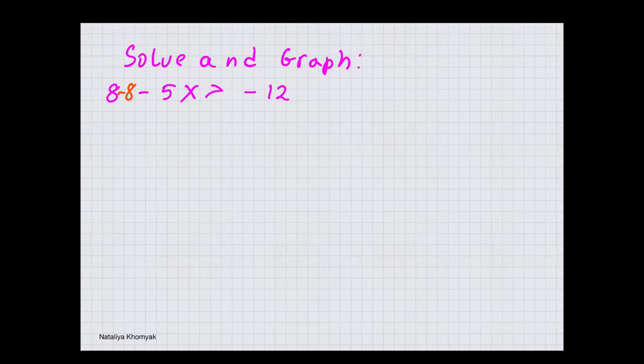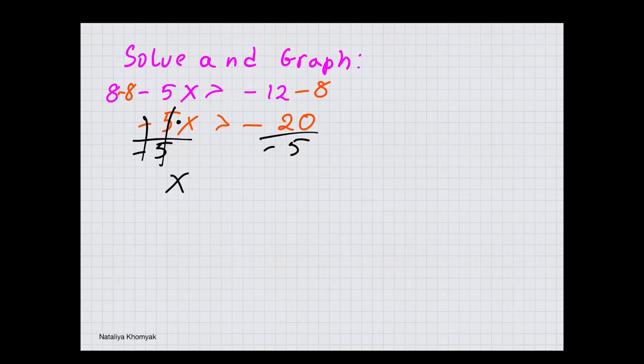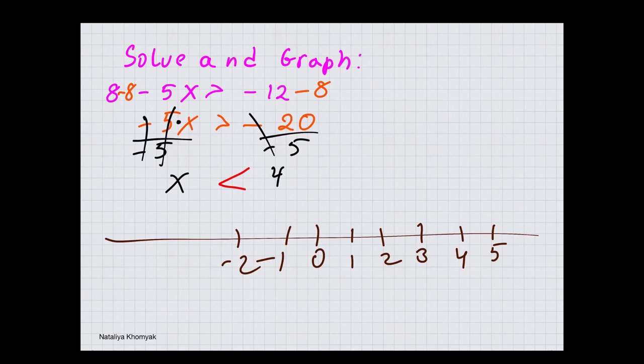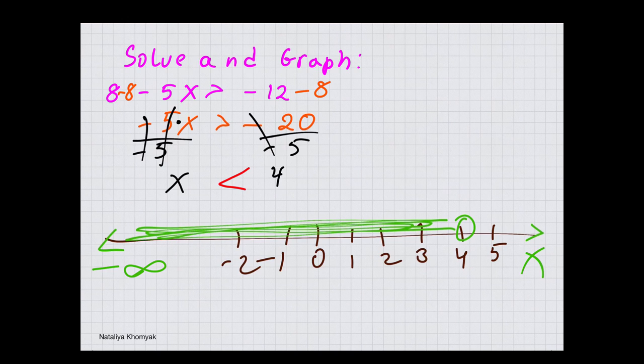Here we have 8 minus 5x less than negative 12. So we can subtract 8 from both sides. Now we have negative 5x less than negative 20. Now we need to undo this multiplying by negative 5, and the opposite is to divide by negative 5. This will cancel into positive x. This will become positive 4. Every time you multiply or divide by a negative number, you want to reverse the inequality sign. So 4 is not part of our solution, because we have no equal there. So empty circle at 4. Everything less than 4 will be to this side of the bubble, going all the way to negative infinity.